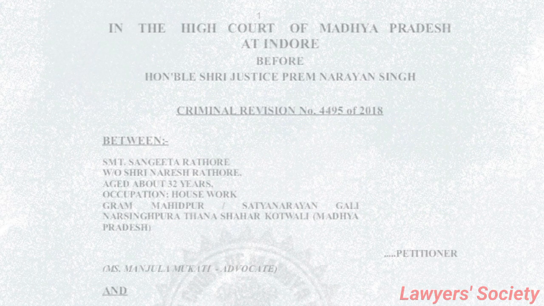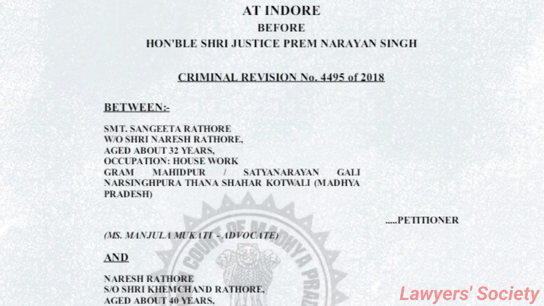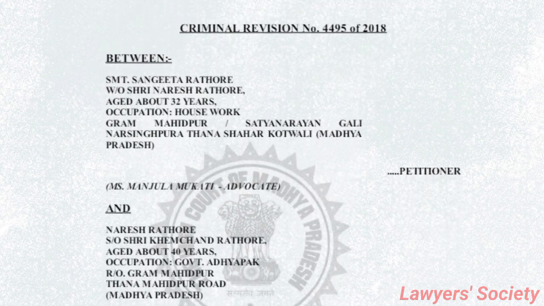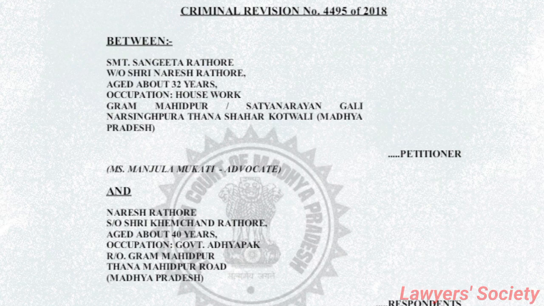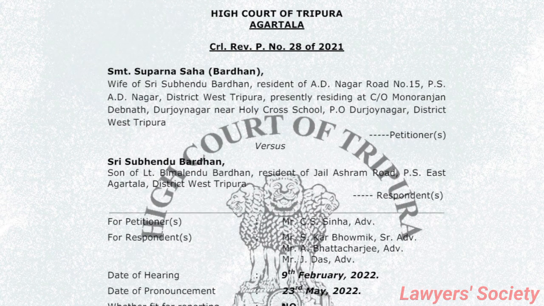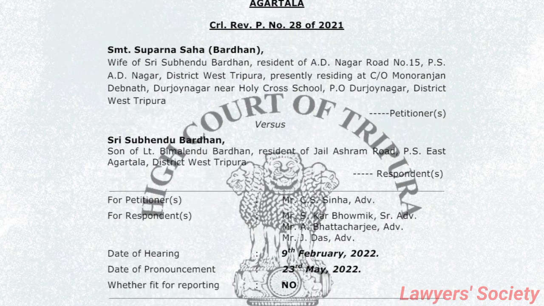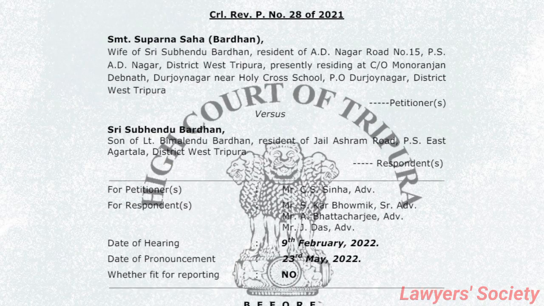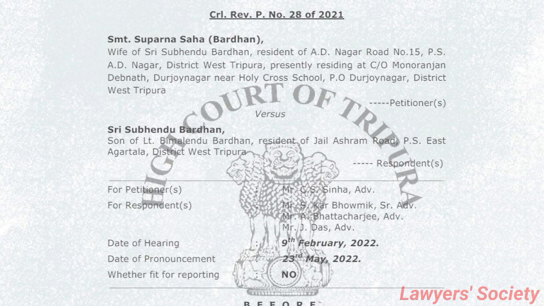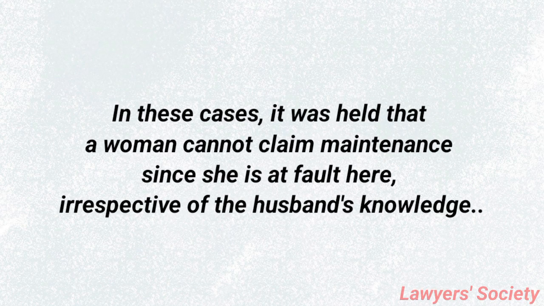This was answered by the Madhya Pradesh High Court in the case of Sangeeta Rathore versus Naresh Rathore. The case number is criminal revision number 4495 of 2018, and also the Tripura High Court in the case of Suparna Saha versus Subhendu Badan. The case number is criminal revision number 28 of 2021. Here it was said that a woman cannot claim maintenance from her second husband if she had married such person when the first marriage was still subsisting.